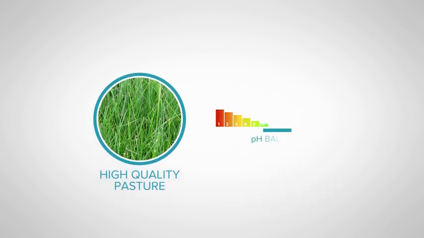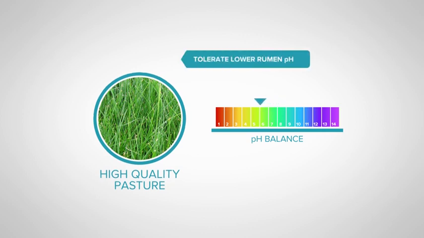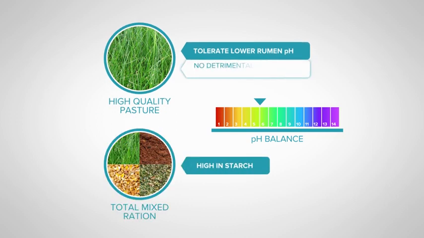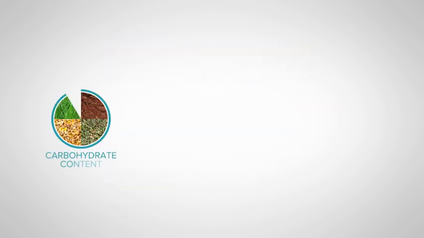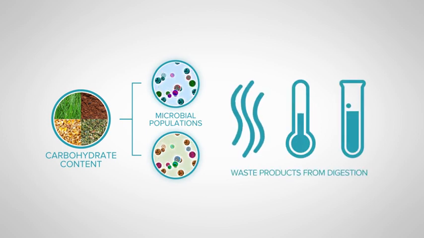There are also differences in the recommended minimum rumen pH level. Cows grazing good quality pastures can tolerate a lower rumen pH compared with those eating a total mixed ration or a diet high in starch without the detrimental effects on rumen function. This is primarily due to the different carbohydrate contents of the two types of diets, the different rumen microbial populations that digest these carbohydrates, and the different waste products that are produced from this digestion.